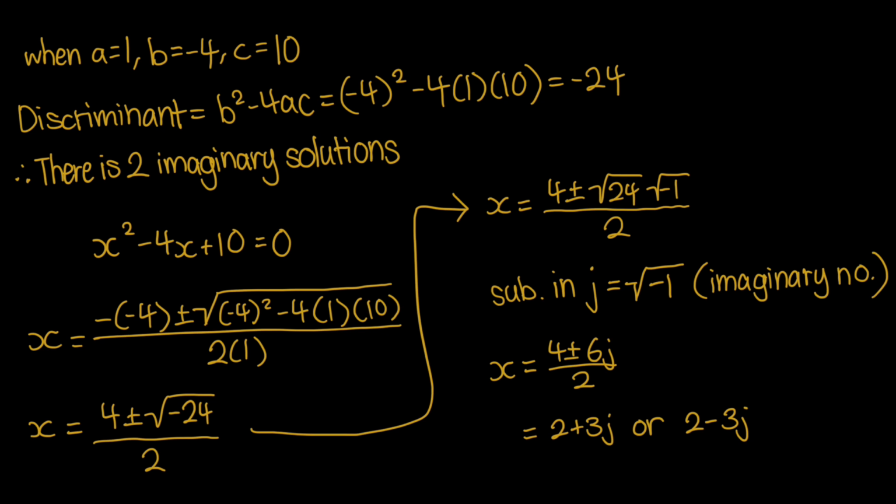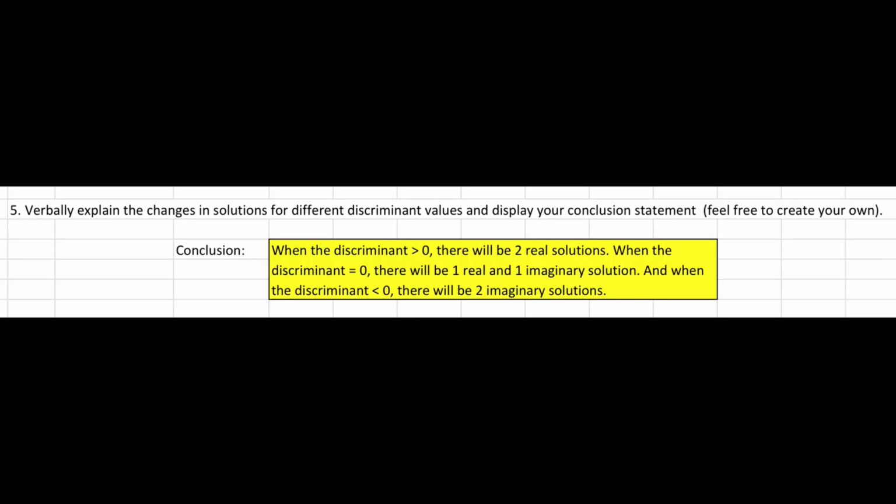And to find these imaginary solutions for when the discriminant is less than or equals to 0, you'd have to find x in terms of j, where j equals square root -1. Hence, my conclusion for question 5 is that when the discriminant is more than 0, there will be two real solutions. When the discriminant equals 0, there will be one real and one imaginary solution. And when the discriminant is less than 0, there will be two imaginary solutions.